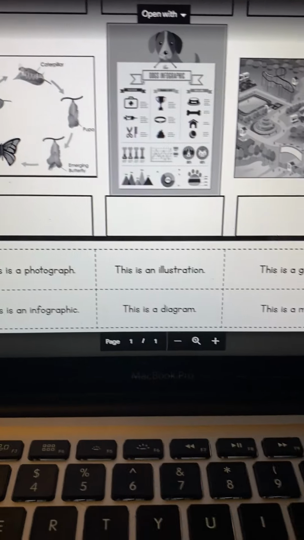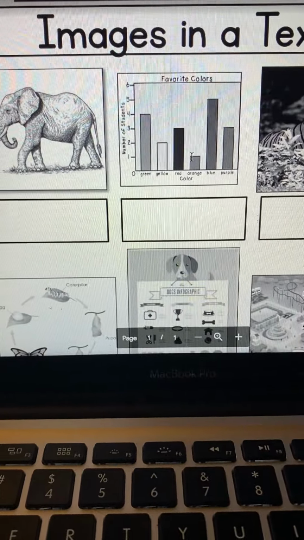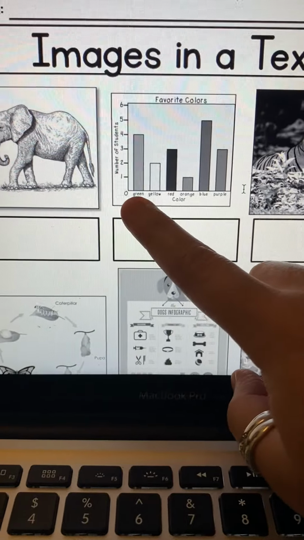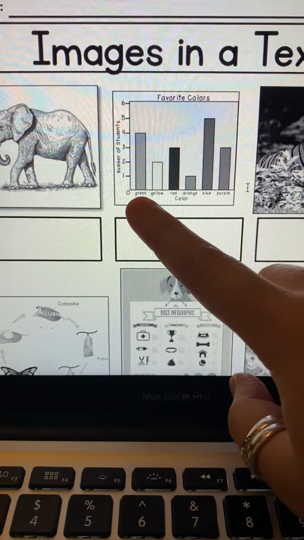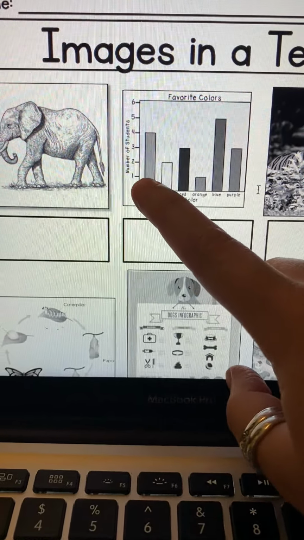The next one is a graph. So we use graphs to look at data. We did this in math, where we chose maybe our favorite color, and this shows that there's 4 students that like the color green. And in math, we talked about how it's really good to add data and charts into our text to explain even further to the reader what you're talking about, and kind of gives them a visual for their learning.